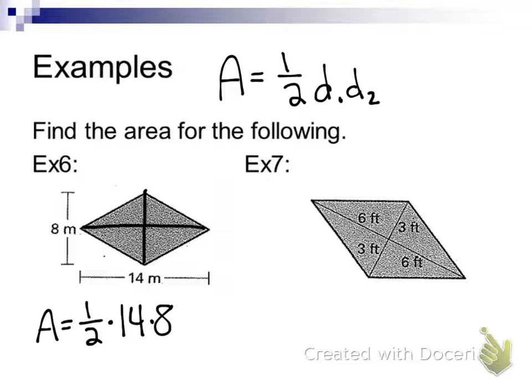This is very similar to when you were typing it into your calculator for the triangle. You can do 0.5 times 14 times 8, or you can do 14 times 8 and then divide that answer by 2. You should be getting the same thing. You should be getting 56 square meters. Go ahead and check that in your calculator just to verify that you know how to type it in when you're actually doing this on your own. Any questions on that one?